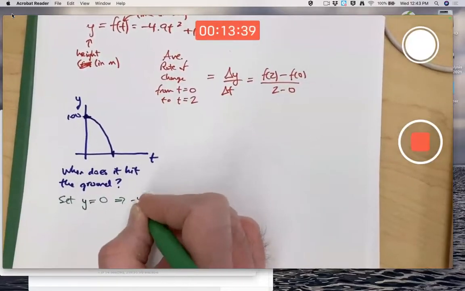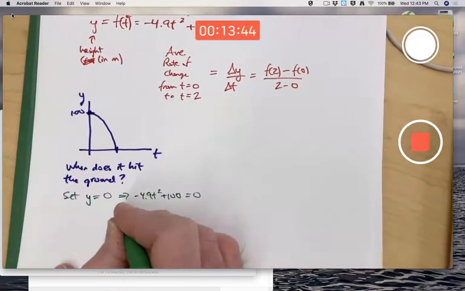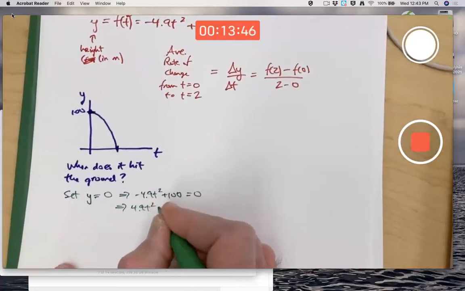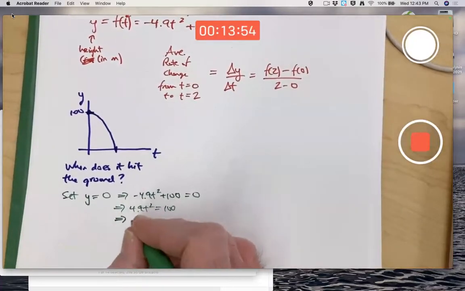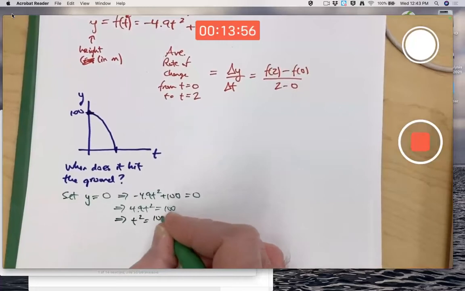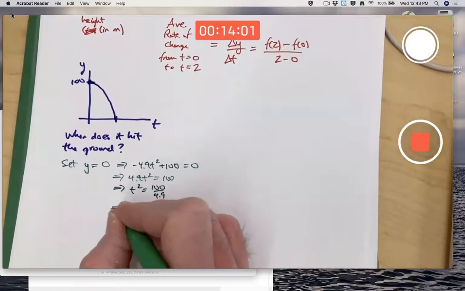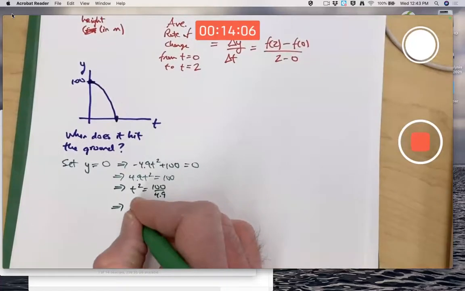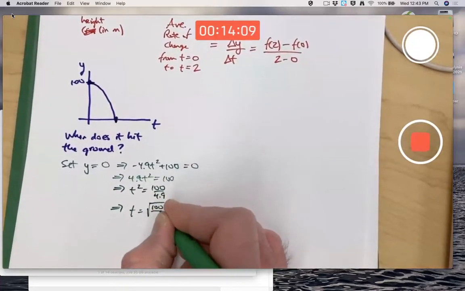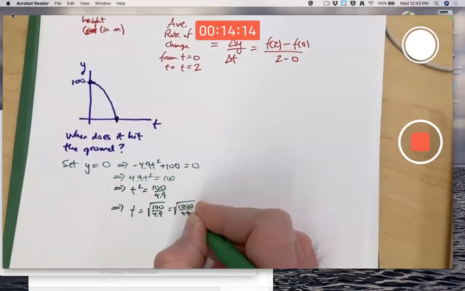So negative 4.9 t squared plus 100 will equal 0. So 4.9 t squared will be 100 if I add 4.9 t squared to both sides. Divide both sides by 4.9. t squared is 100 over 4.9. So in exact form, since the spot where it hits the ground is at a positive time, I can take just the positive square root of 100 over 4.9, which if I like, I can write as the square root of 1,000 over 49. Those are the same thing.